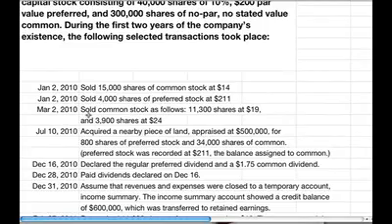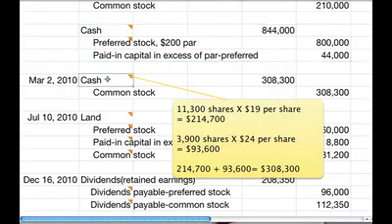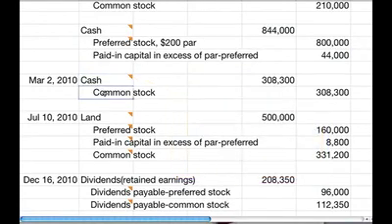On March 2nd, we sold common stock of 11,300 shares at $19 and 3,900 shares at $24. So that's 11,300 times 19 per share and 3,900 times $24 per share, and you add those together, you get the $308,300. Again, it's a regular sale of stock, so debit cash, credit common stock.